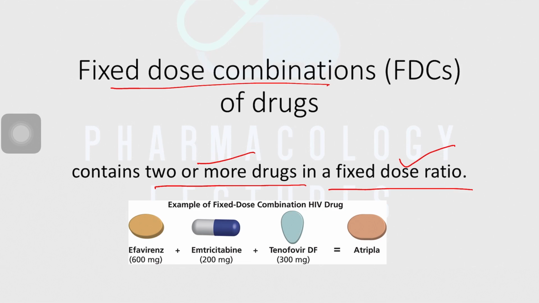This is an example which has been given here. Efavirenz is one of the drugs. These are the drugs efavirenz, emtricitabine, and tenofovir. These are the drugs used in HIV infections, and each of these tablets has its particular dose, and we have made one tablet containing all three ingredients in the same dose combination. So that is called fixed dose combinations. So 3 tablets now become 1 tablet.